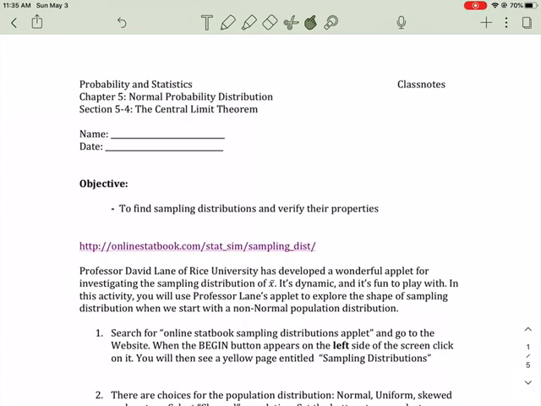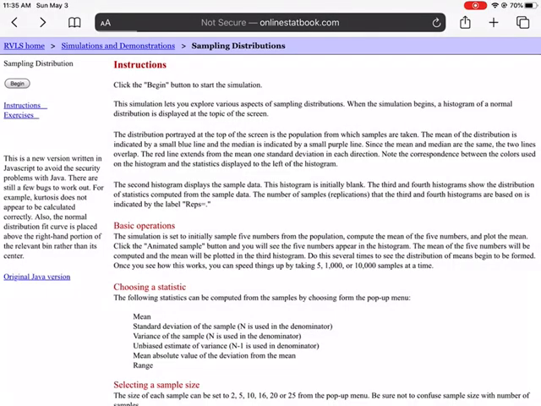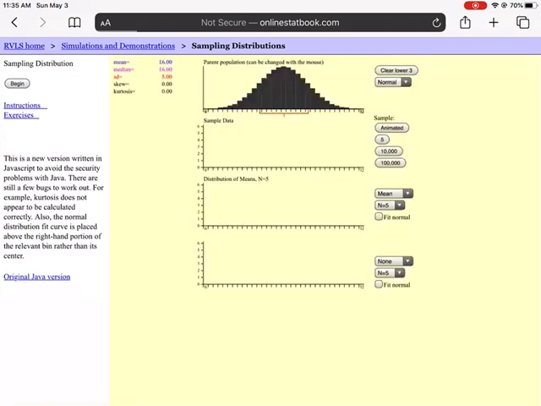So we're going to go to this website. It's an applet called Online Statbook, StatSim, sampling distribution. If you type that into your browser, it's going to take you to here. There's a whole slew of directions here, but basically over here on the left-hand side, you're going to click Begin. Now it's going to take you to an animated applet that we are going to use so that we can become familiar with what exactly a sampling distribution is and what the central limit theorem means.